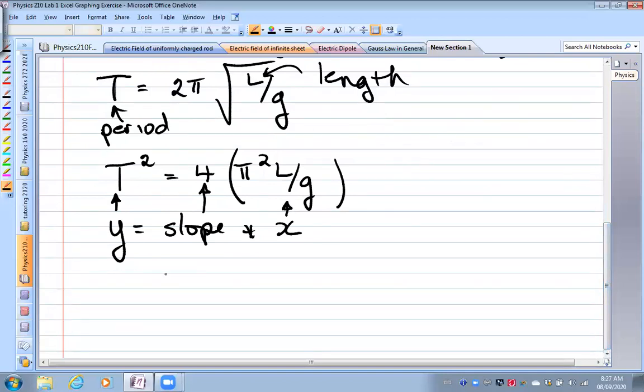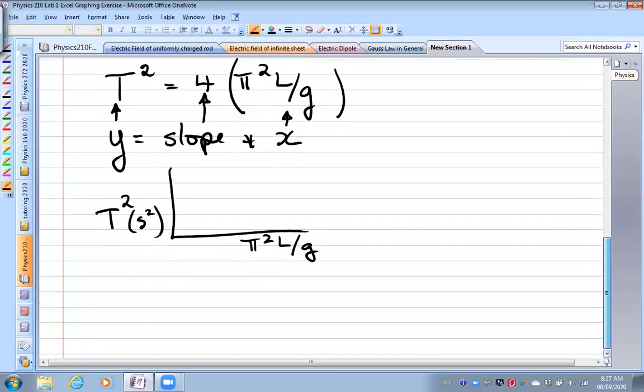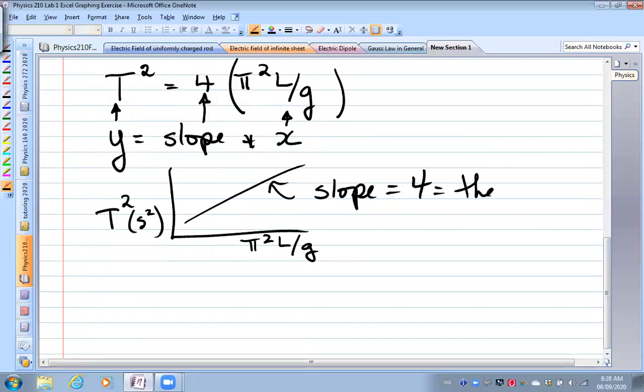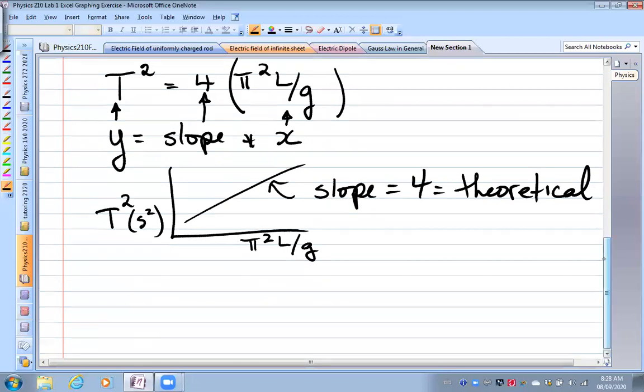And this T squared is what goes on the y-axis. That would be in seconds squared. And then pi squared L over G goes on the x-axis. And then you would get a straight line, the slope of which should be 4. And that's your theoretical slope. So that's what you're trying to compare to. So if you're not getting a slope close to 4, you've definitely goofed something. Okay, so that hopefully sort of explains what you're doing. If you have more questions, just email me and we'll see if we can deal with the questions.